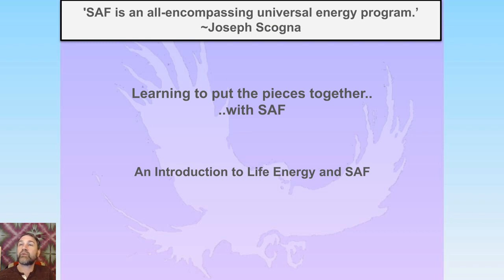This course was originally called Learning to Put the Pieces Together with SAF. SAF is an all-encompassing universal energy program. So it's a program that addresses both spiritual and physical, as well as the mental and emotional hemispheres. It is a universal program. It speaks in the language of numbers, so it's easily attached to any program or any other type of work that you're doing. And this is our introduction to life energy and SAF.